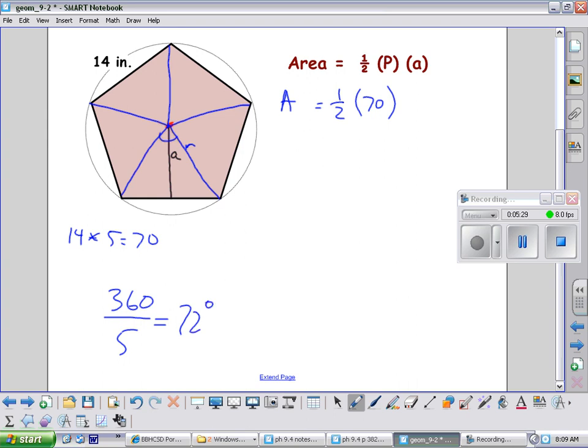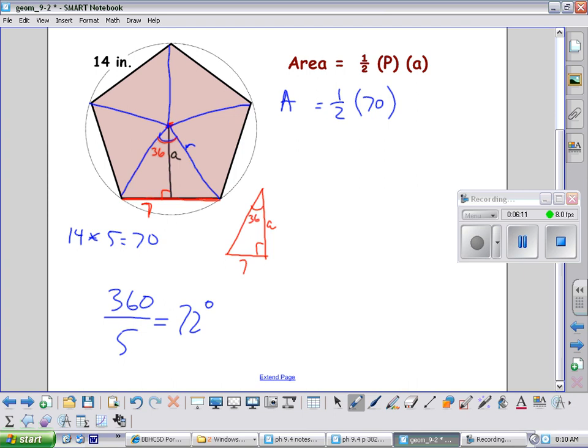That's 360 divided by 5. Now the icing on the cake: if this is 72 all the way from here to here, this must be 36 on this side. We've got a right angle here. And I know that the whole side here is 14, so half of it must be 7. Now look at what I've got. I'm going to blow up this little triangle and see what I know. I'm missing a. That's what I want to know. This is 7, and I've got an angle of 36 degrees in a right triangle.